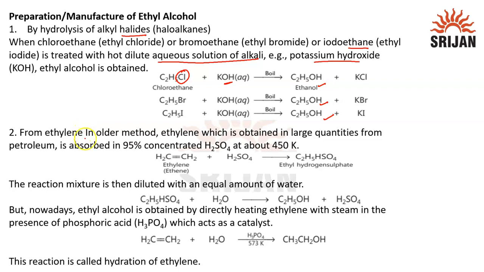Next is from ethylene. In an older method, ethylene, which is obtained in large quantities from petroleum, is absorbed in 95% concentrated sulfuric acid at about 450 Kelvin. The mixture that we get, ethyl hydrogen sulfate, is diluted with an equal amount of water and we get ethanol. But nowadays it is obtained by directly heating ethylene with steam in the presence of phosphoric acid, which acts as a catalyst to speed up the reaction. This is also called hydration of ethylene.